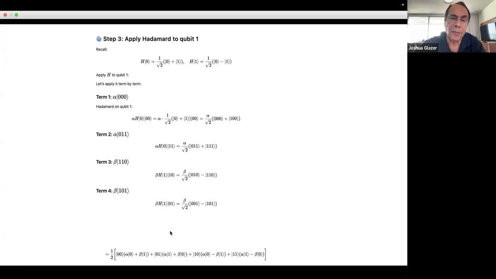Because if Sally measured 0 and 1, everything becomes 0 because we collapsed. So all these other three collapse, and we are left with alpha 1 plus beta 0. If she measured 1, 1, then all we have is, that's the only thing that's left. So this is Bob's particle.